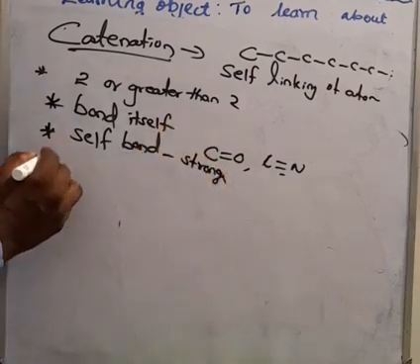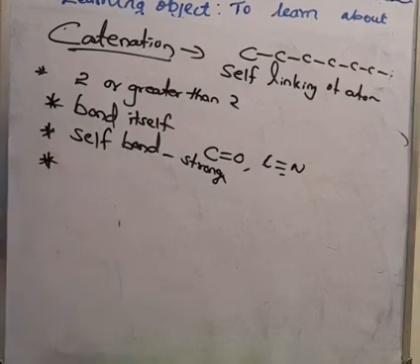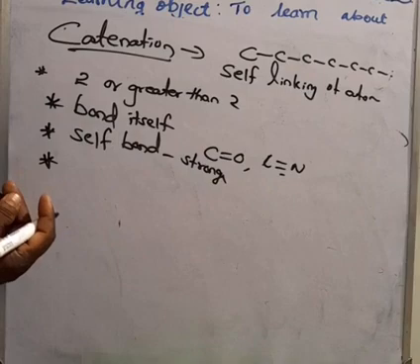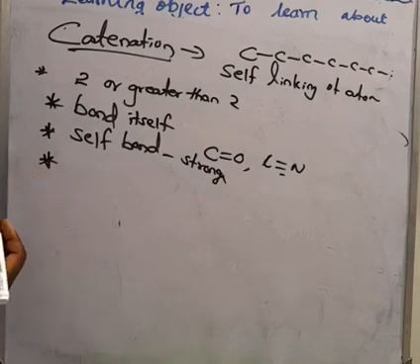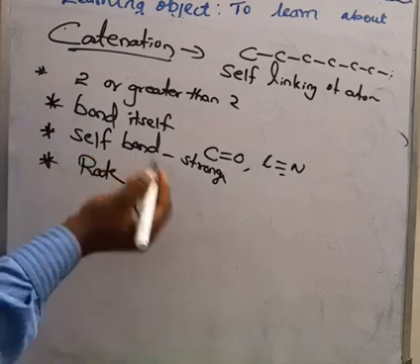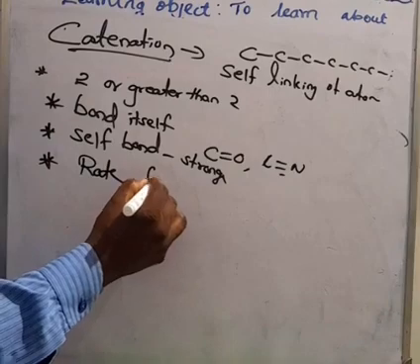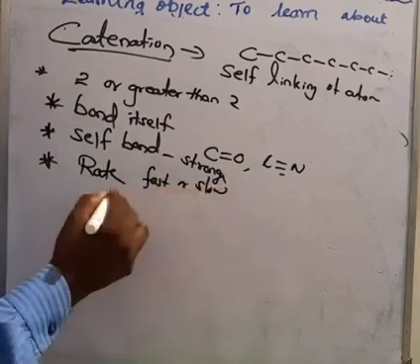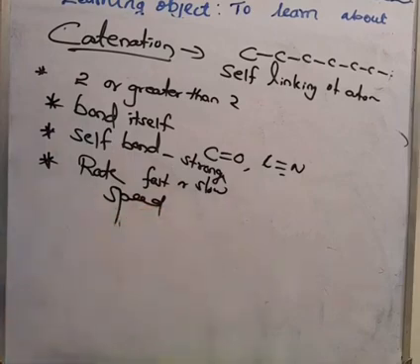The fourth point is the kinetic inertness of a catenated compound towards other molecules. Kinetic explains the rate of the reaction, which may be fast or slow. Inertness means not reactive. These are the four points about catenation.